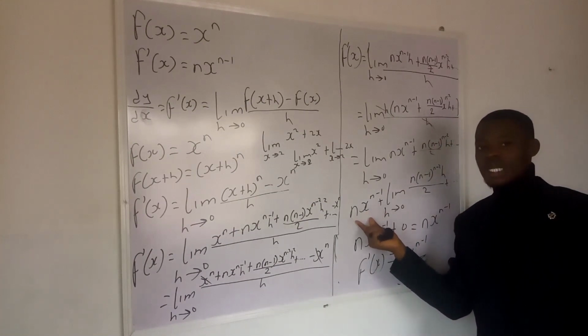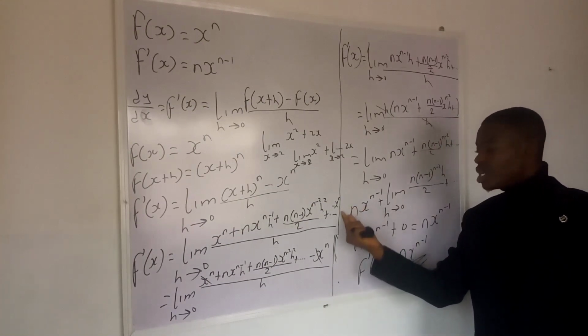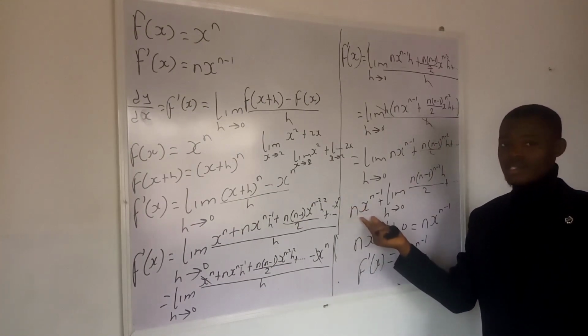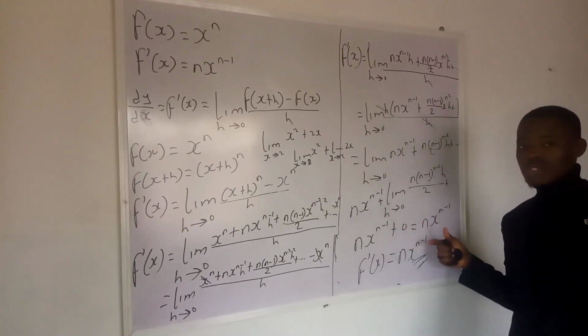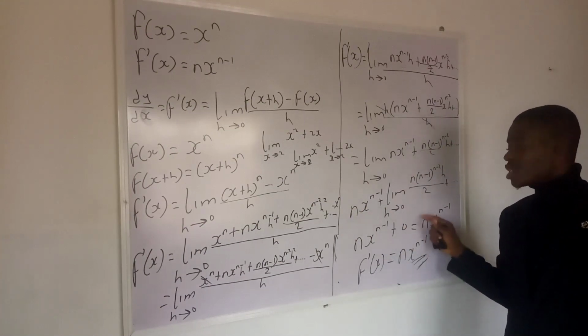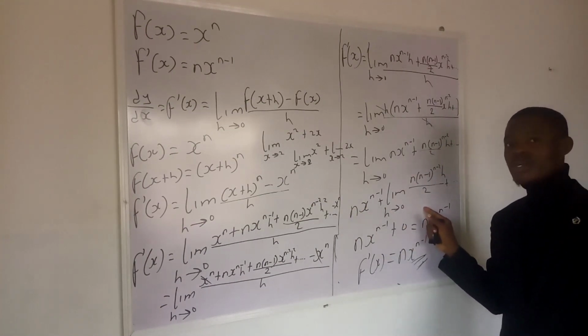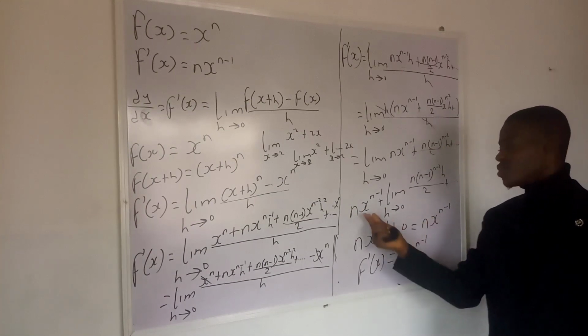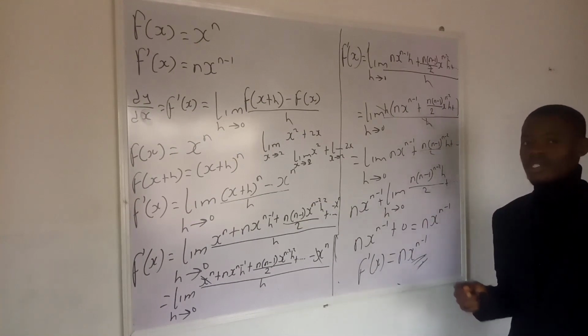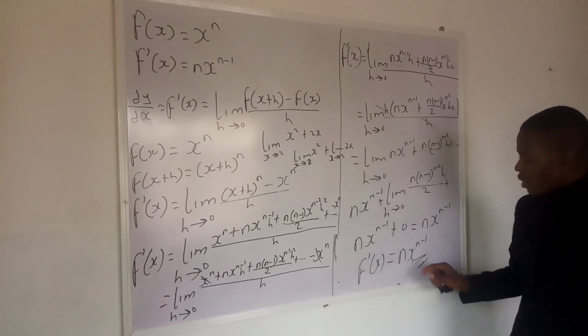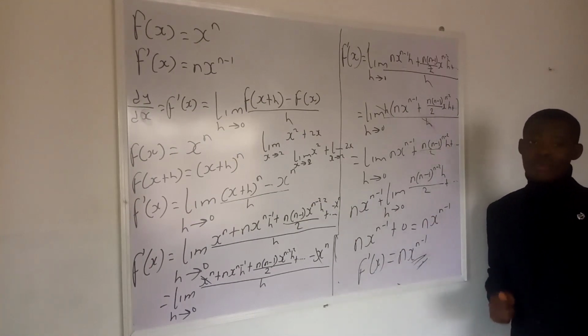Since this term doesn't have an h term, I tend to bring it out. If I take the limit of it, the answer will be itself because there's no h term to plug in 0 for. You understand? So that is why this can be brought out. And that's it. Now you know how the power rule is formed.